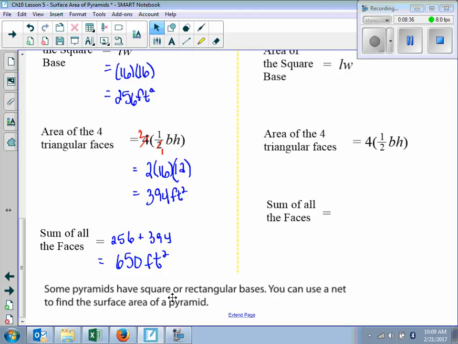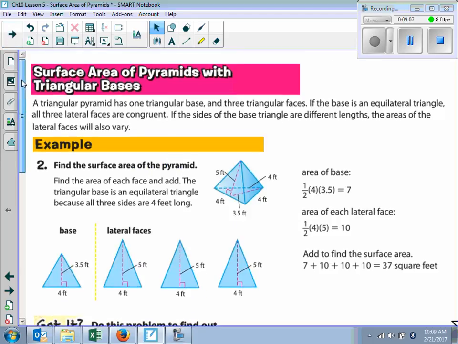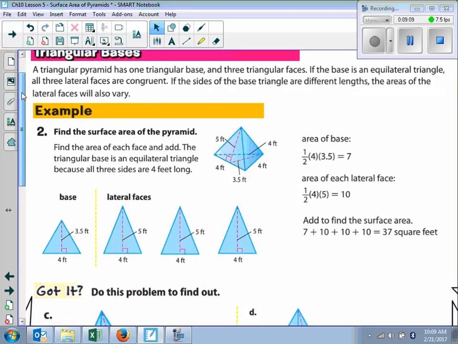Some pyramids have square or rectangular bases. So here you can use a net to find the surface area of this kind of pyramid. Note that a rectangle has opposite sides congruent, right? So if I find one, I can multiply times 2 to get the other, right? And then I'd have to find the area of the other 2 sides, find 1, and then multiply by 2 to get both of them, right? Okay? So let's go back to the triangular pyramids.